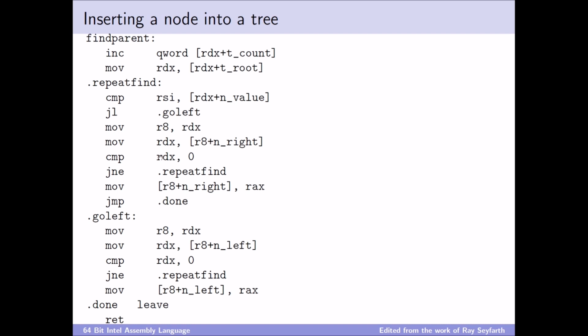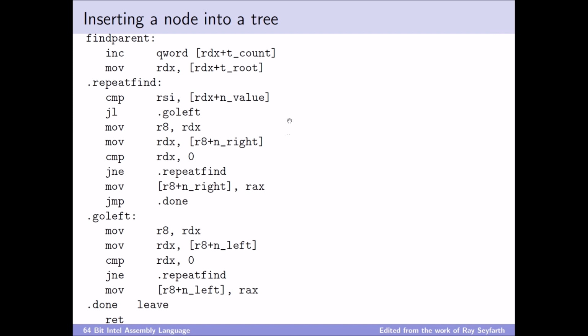Then I'll check whether or not RDX is in fact null. Have I hit the end of the tree? If I have, I can insert my new node into the right child of my current node, and then I can return by jumping to done. If, however, the comparison tells me that RDX is not in fact null, I have to jump back up to repeat. So I'll continue this process again and again until I hit a null. I'm moving left, moving right, and so forth until I hit a null, and that means I found the correct place where I can insert into my tree.